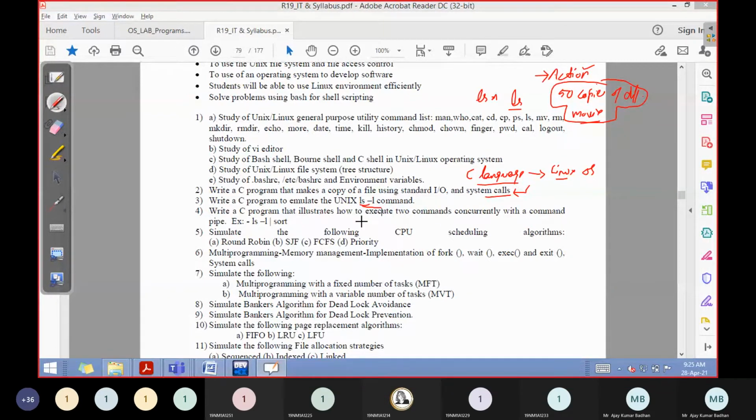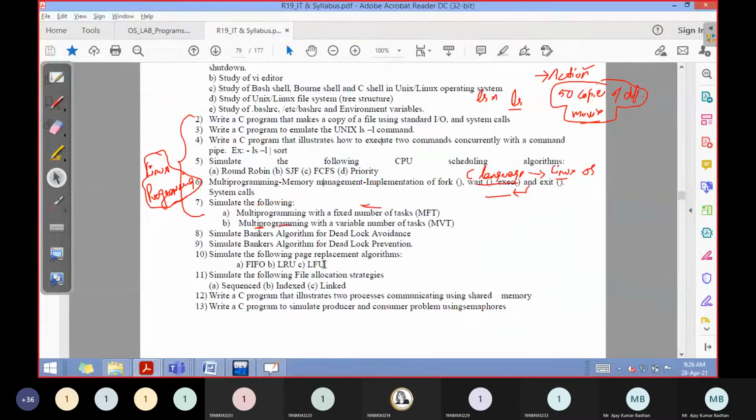Then we have a C program to illustrate how to execute two commands concurrently within a command. How we can execute the ls underscore l command and the sort command simultaneously, we will see. If you talk about these four programs, these will be executed purely in Linux programming. We cannot execute them in the Windows operating system. These are purely based on Linux, so we need to execute these four programs in Linux only. After that, whatever programs are there, we can execute normally in Windows too.